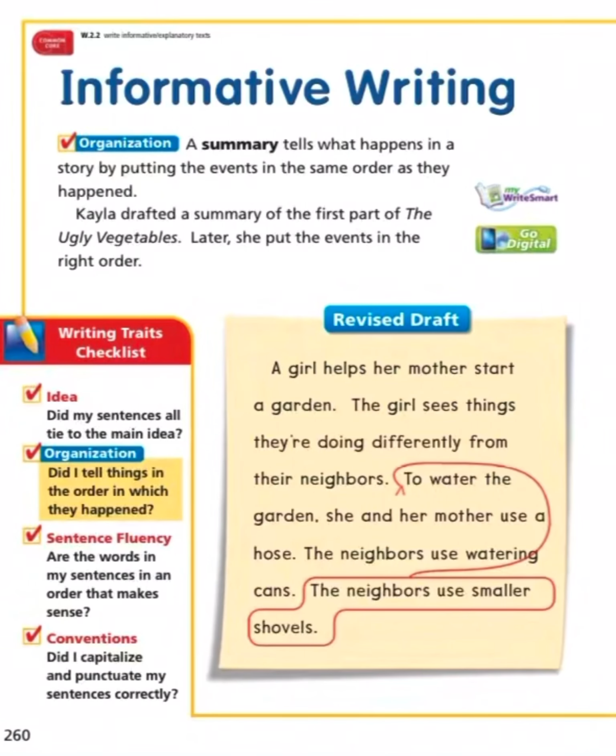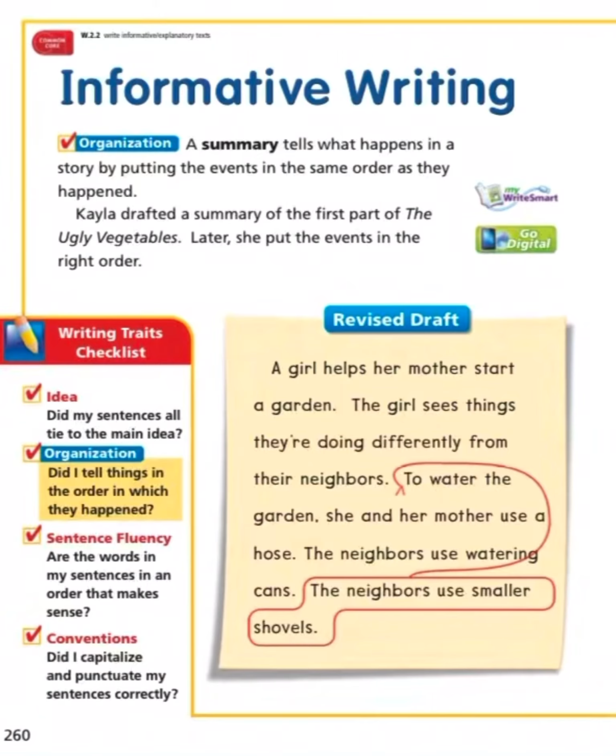Informative writing. Organization. A summary tells what happens in a story by putting the events in the same order as they happened. Kayla drafted a summary of the first part of The Ugly Vegetables. Later, she put the events in the right order. Revised draft. A girl helps her mother start a garden. The girl sees things they are doing differently from their neighbors. The neighbors use smaller shovels. To water the garden, she and her mother use a hose. The neighbors use watering cans.